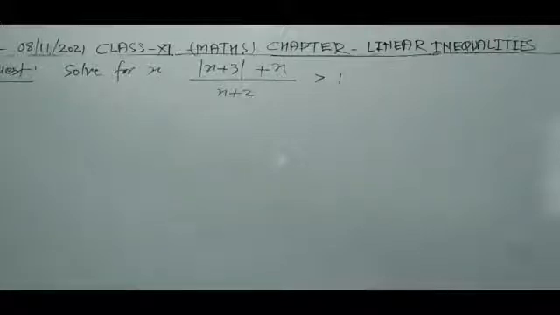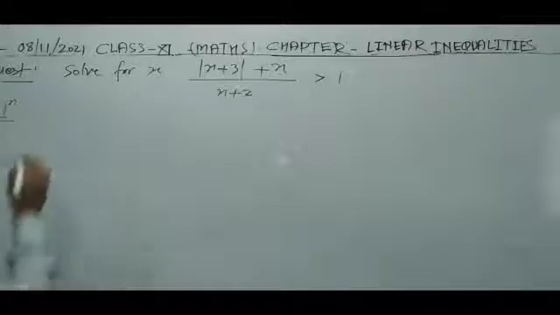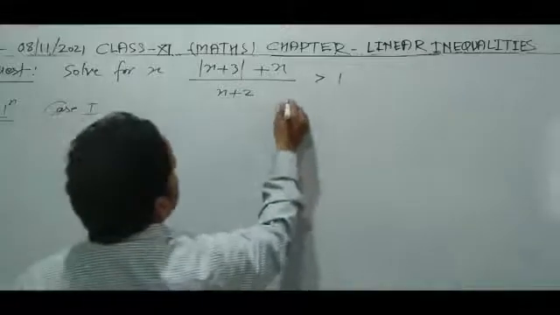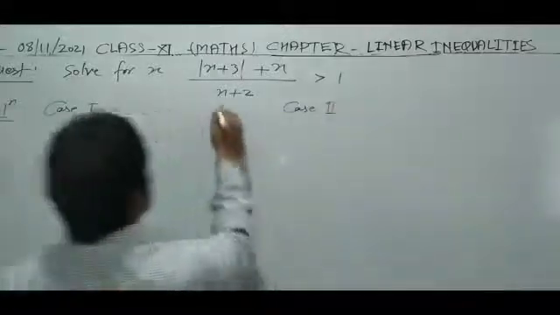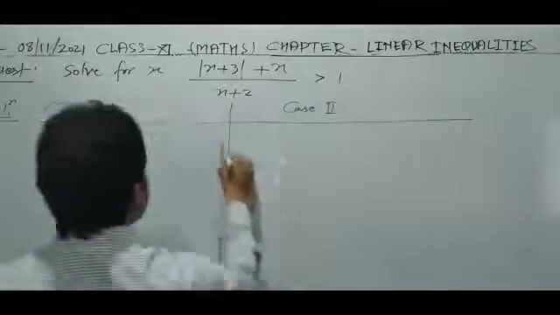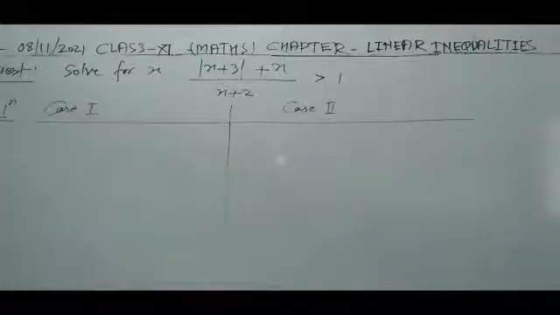First of all, I have to write down the inequalities, and there will be two cases possible for the modulus: when x + 3 is greater than or equal to 0, and when x + 3 is less than 0. So there are two cases. See the solution. Case 1 and case 2.